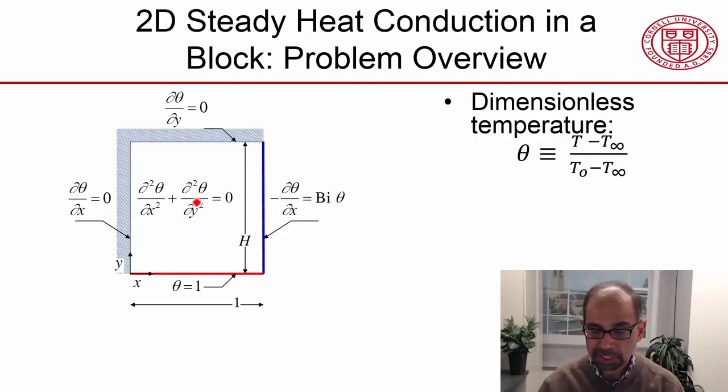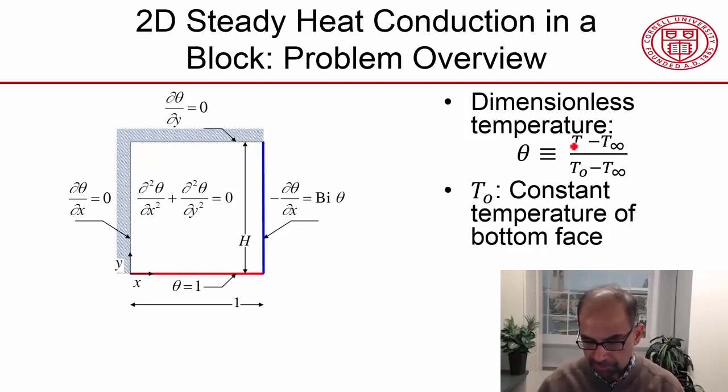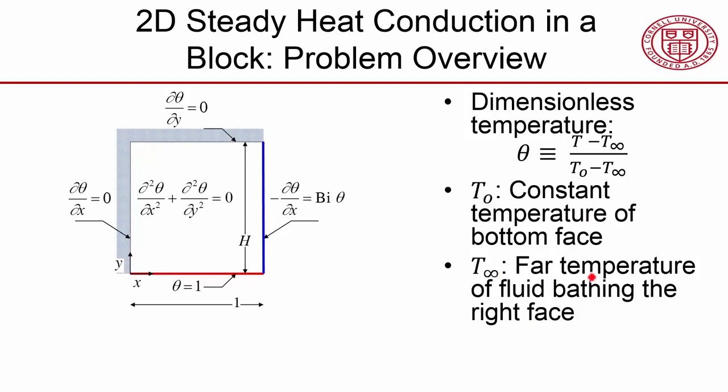And theta is a dimensionless temperature. So you take the temperature and you non-dimensionalize it this way. So T naught here in the non-dimensionalization is the constant temperature of the bottom face. So it's the temperature at which you maintain that face. And T infinity is the far temperature of the fluid bathing the right face. So this face is exposed to fluid, and if you move far enough away from that face, you have some temperature for the fluid, and that's what that temperature is. So those are the two temperatures used in the non-dimensionalization.